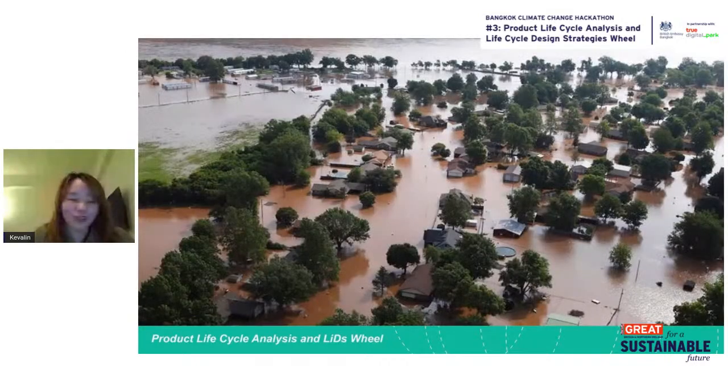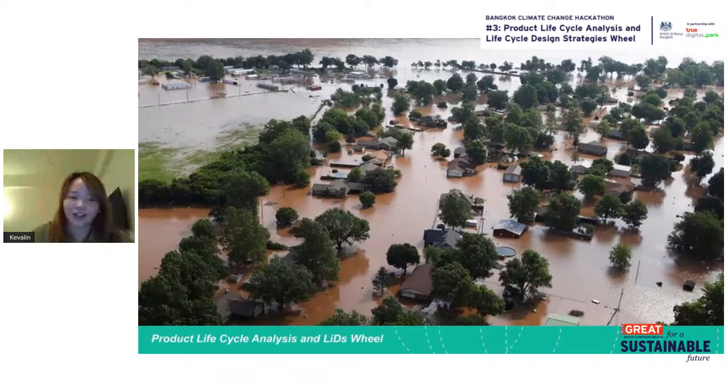I'm not sure if you are familiar with this picture, but it's one of the pictures I found on Google using the keyword "the northern part of Thailand in the big flood." The northern part of Thailand has constantly been challenged by natural disasters, but now more than ever, with the effects of climate change, the flood is getting worse year after year.